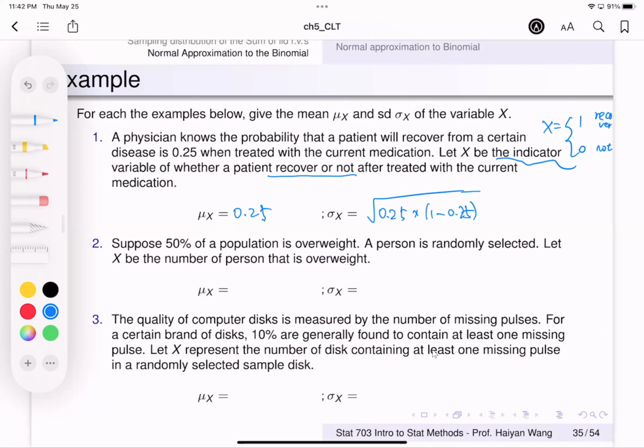The next one: suppose 50% of a population is overweight. A person is randomly selected. Let x be the number of persons that are overweight. Again, here we have just one person randomly selected. Since we only have one person, this one person is either overweight or not overweight, so the number would be either 1 or 0. And for a Bernoulli random variable, the mean is equal to the proportion, 0.5. And the standard deviation will be the square root of p times 1 minus p.